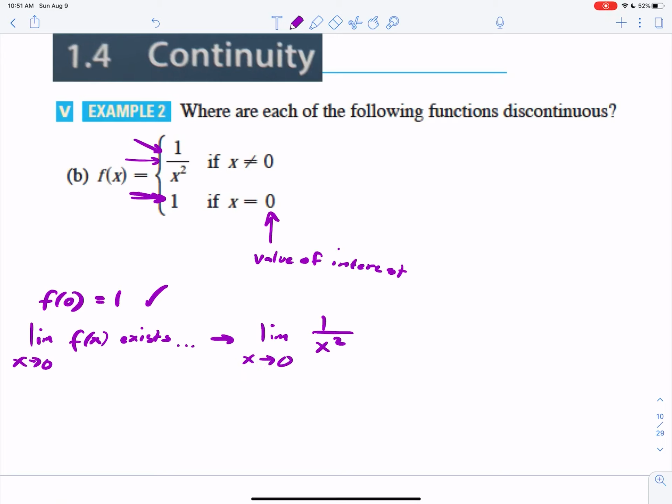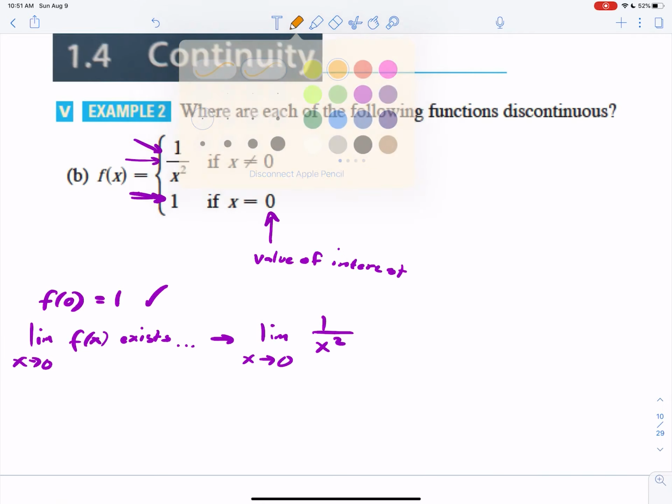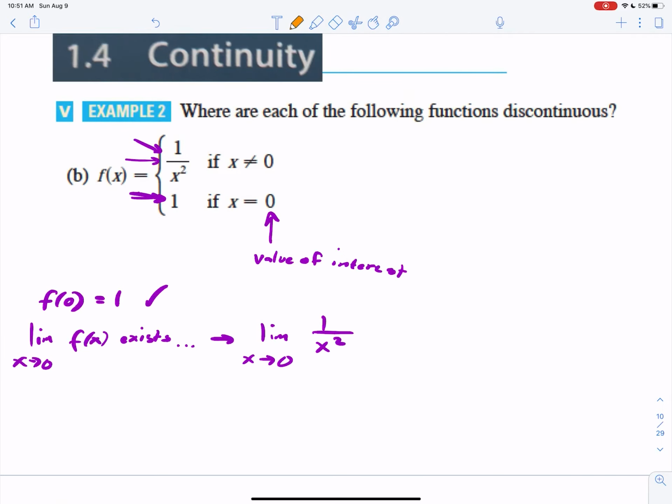Okay. And then here you have a few different ways of analyzing this. You could use the numerical approach, which I don't recommend, the graphical approach if you have the access, or analytical. So let me do this with you guys. First thing, direct substitution, you try to plug it in. 1 over 0 squared, you know that's going to be undefined.